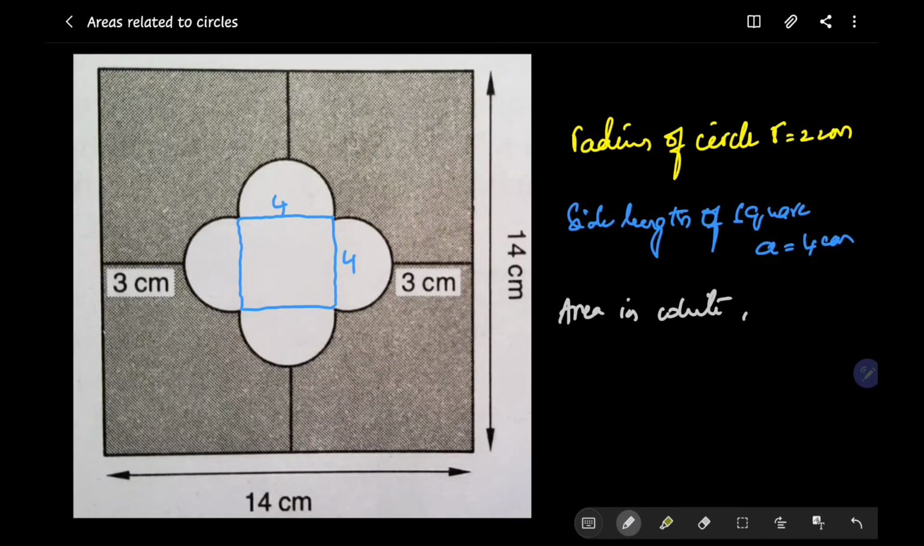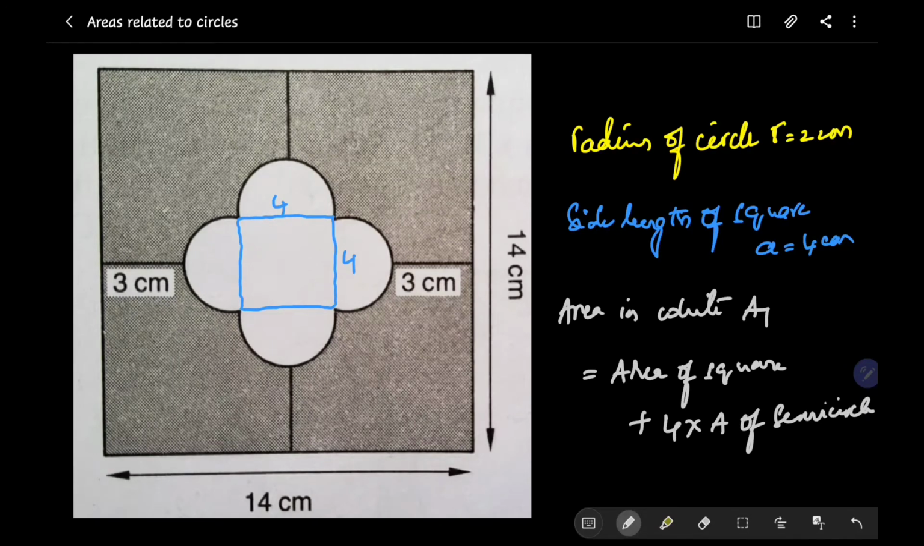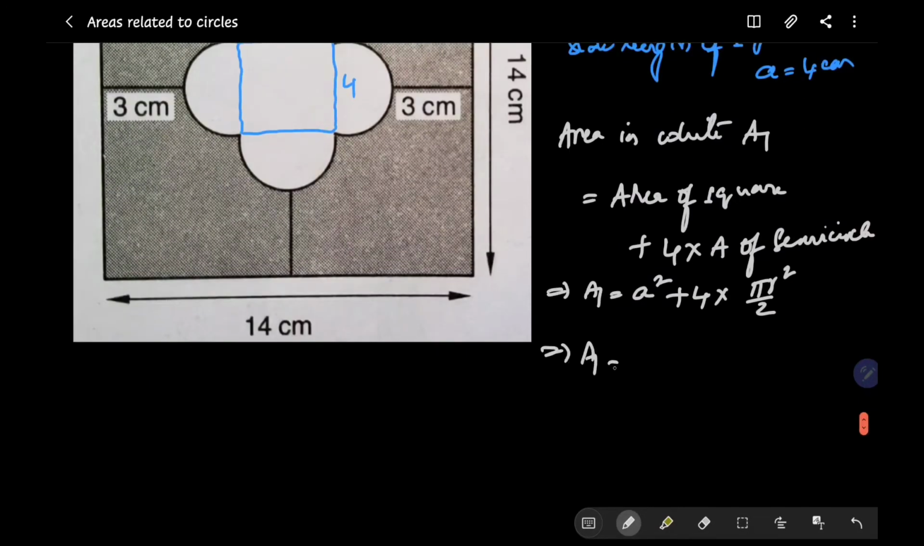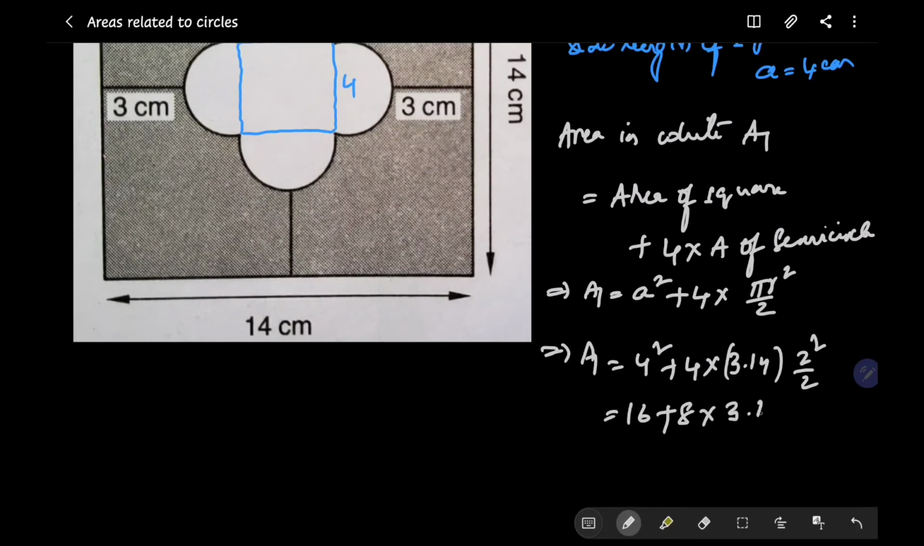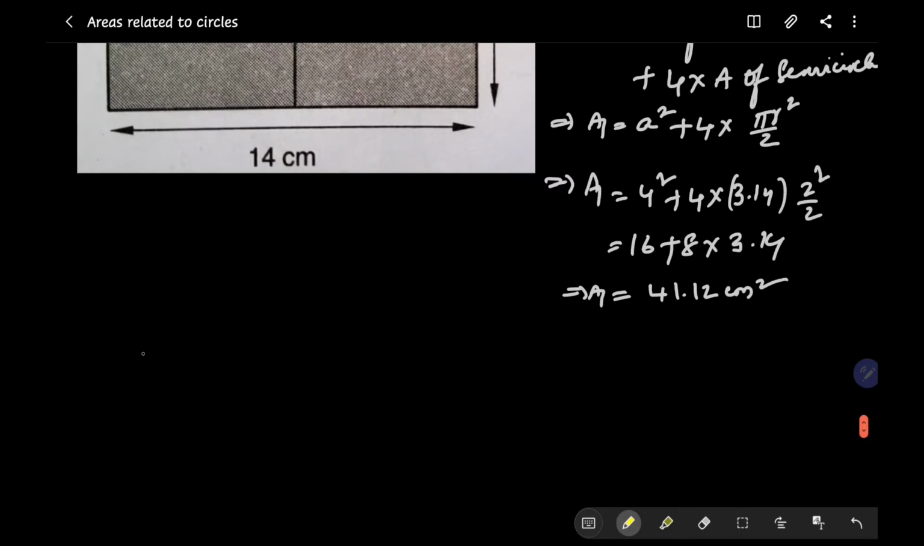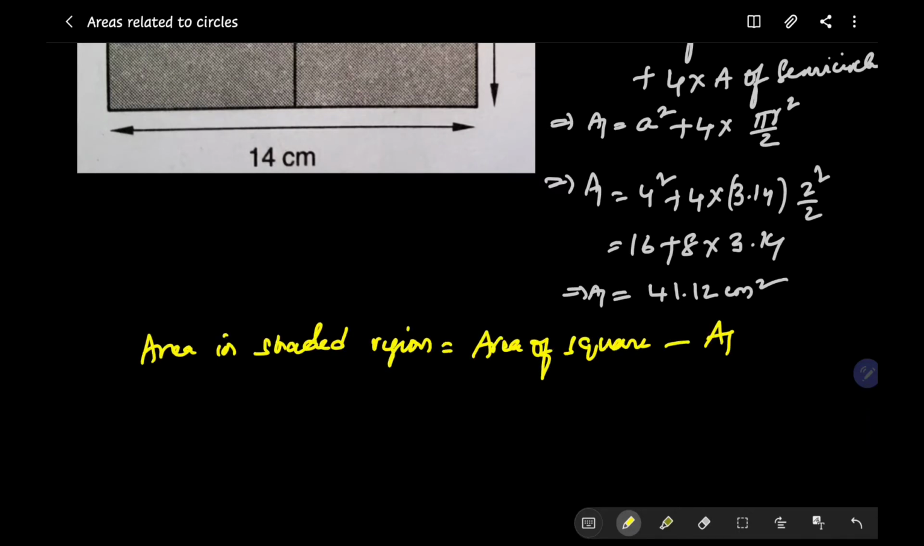First, find the area in white color, which is a combination of the square and the 4 semicircles. Substitute the values of a and r to get the area of the white color region. Subtract this area A1 from the area of the bigger square to get the area of the shaded region.